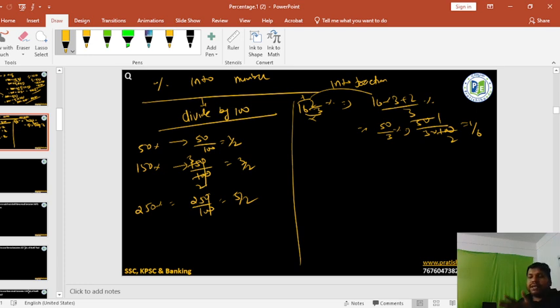Then 16 2 by 3% is how much? 1 by 6. No need to calculate it this way, because 1 by 6, 1 by 7, 1 by 8, all those things you have to remember. Then you can write down directly. You can remember it directly.